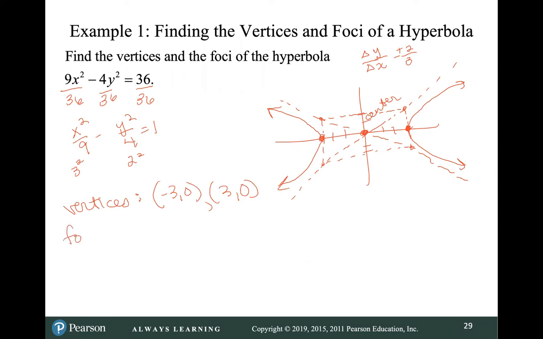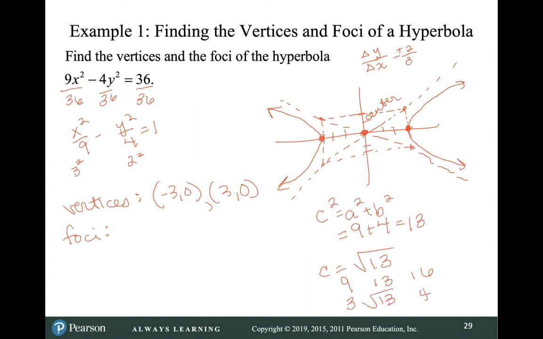For the foci, I need to then look at my A and B values. I know that C squared is A squared plus B squared. A squared was 9, B squared is 4. So that's 13. That means C is the square root of 13. The square root of 13 is between my perfect squares 9 and, rather, 16 is my next perfect square. So that means the square root of 13 is between 3 and 4. So I'm going to put my foci here and here.